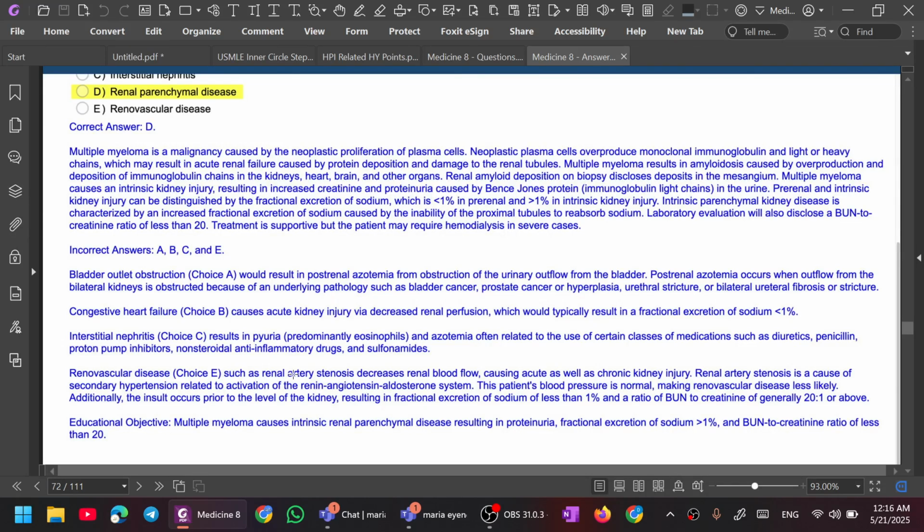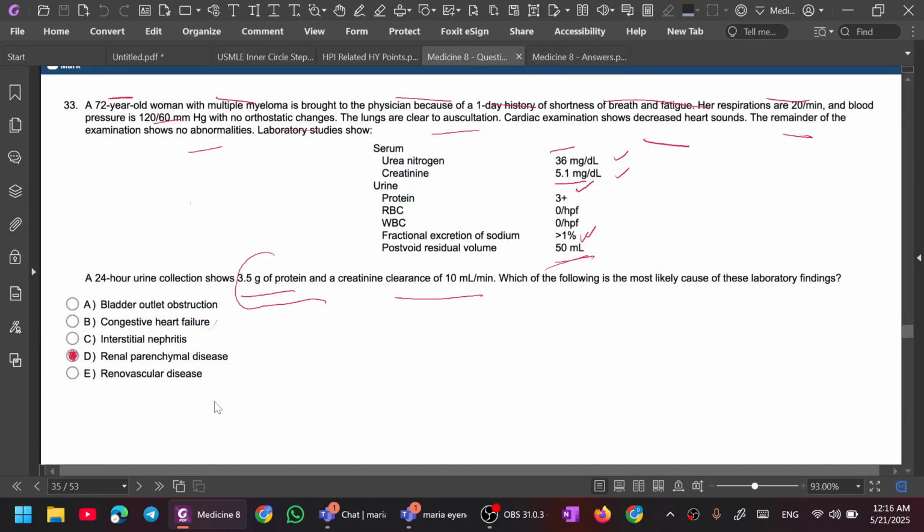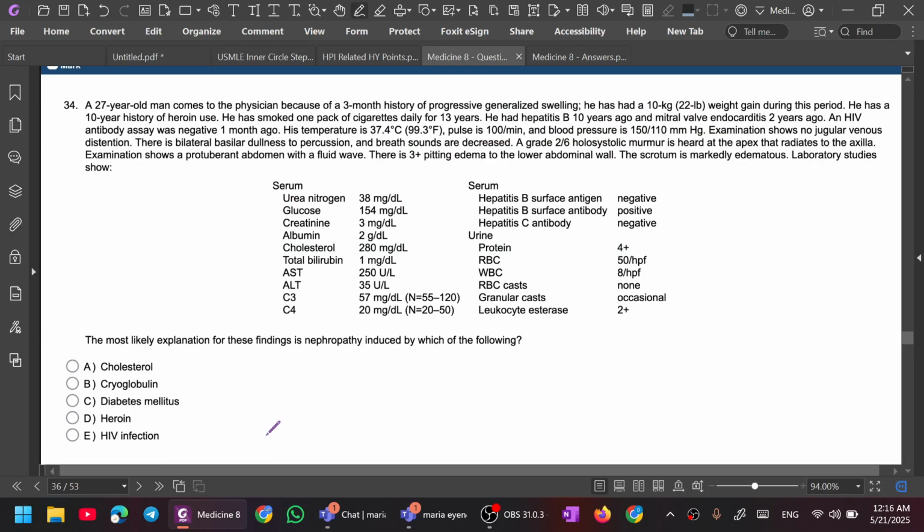And it's not E, renovascular disease, such as renal artery stenosis, which decreases renal blood flow, causing acute as well as chronic kidney injury. Renal artery stenosis is a cause of secondary hypertension related to activation of the RAS. This patient's blood pressure is normal, making renovascular disease less likely. Additionally, the insult occurs prior to the level of the kidney, resulting in fractional excretion of sodium that's less than 1%, and a BUN to creatinine ratio of generally 20 or above.